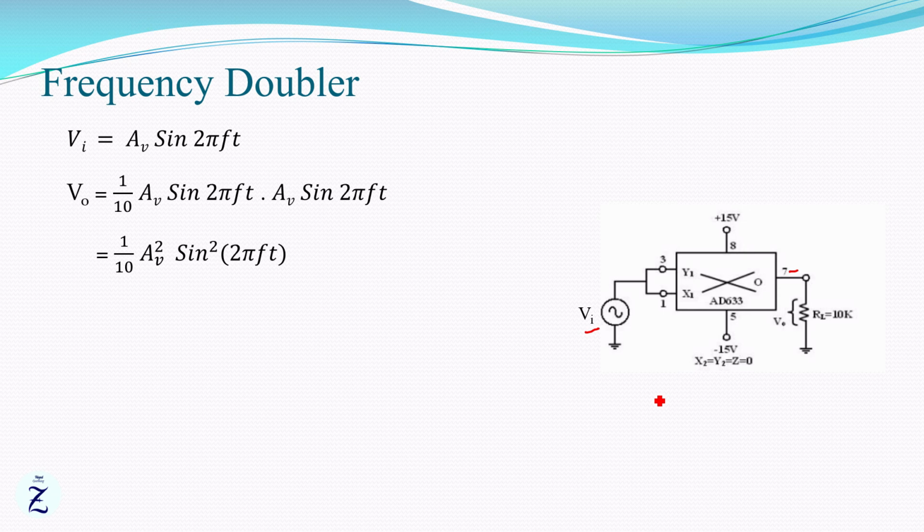And we know sine square theta is equal to 1 minus cos 2 theta divided by 2. So this becomes AV square by 10 into 1 minus cos 4 pi ft.